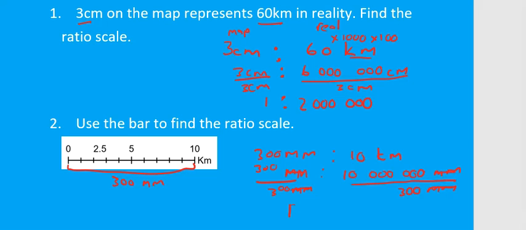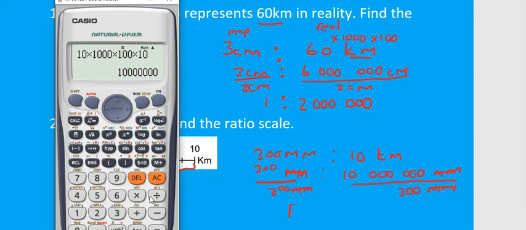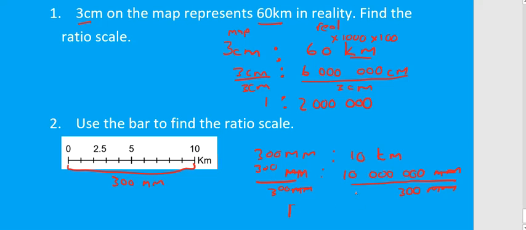And now 10 million divided by 300. So we divide it by 300 and it comes to 33,333, because we leave our ratio to the nearest unit. Okay, that would be how you find your ratio scale.